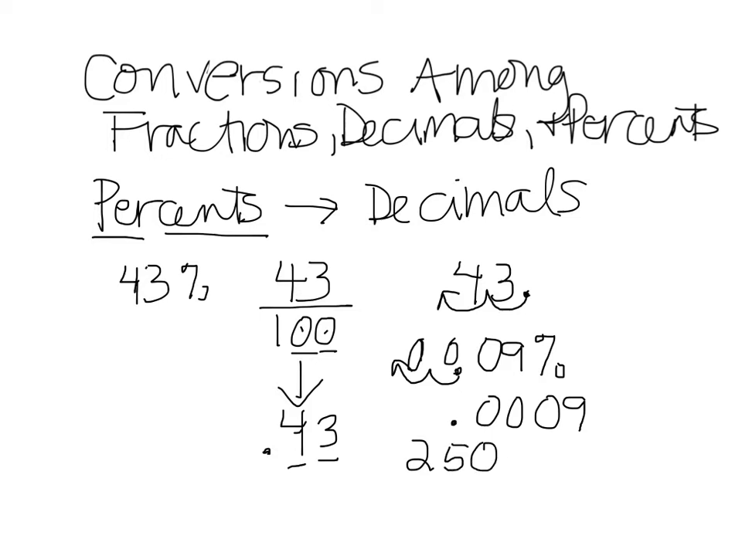If I have 250%, it moves two places to the left, and that makes it the number 2.5, which makes sense because 100% is the whole thing, 200% is twice, and 250% is 2.5 times.